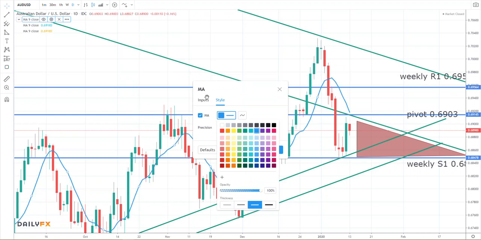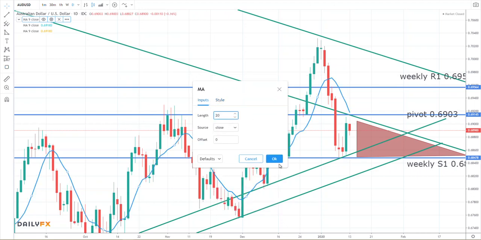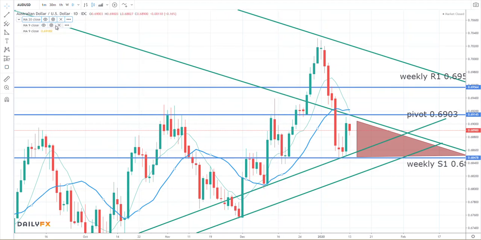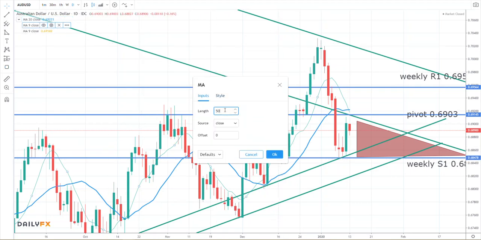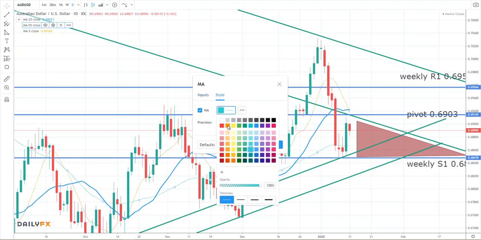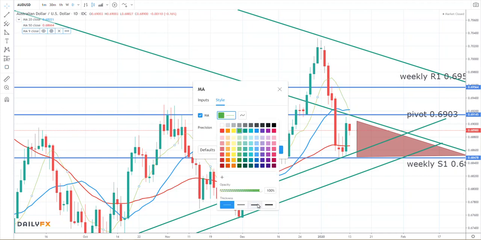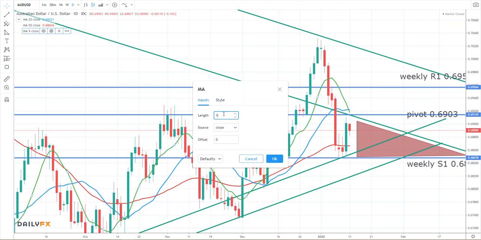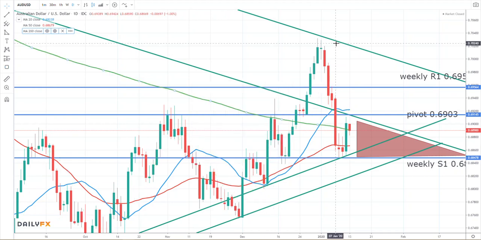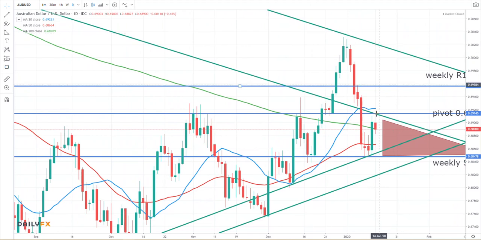Let's go ahead and throw our moving averages on here. That's our 20, that's our fast. We're going to go with our 50. That's our medium, that's our red. And that's our long. Okay, so we see that price is just hovering above this 200-day moving average. But if it doesn't hold and price closes back below it, we can expect more downturn.